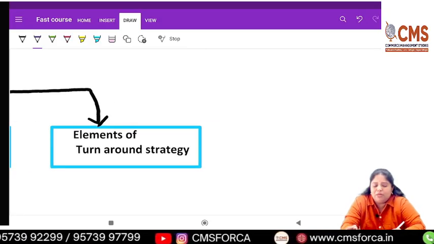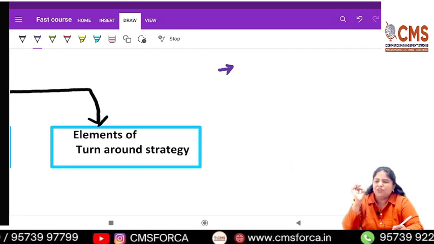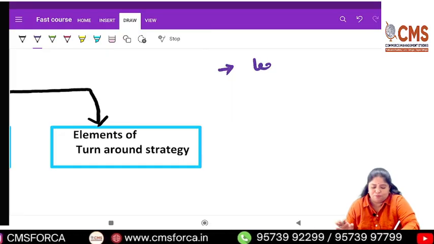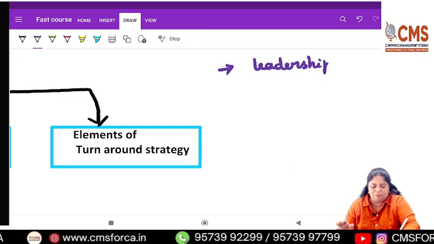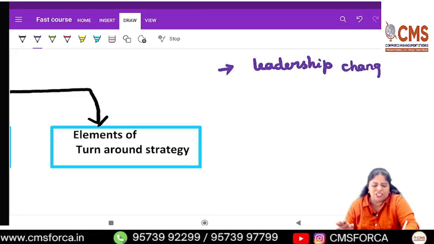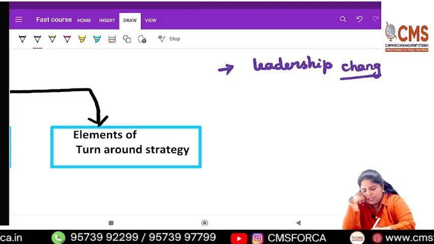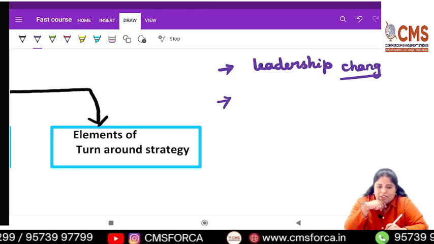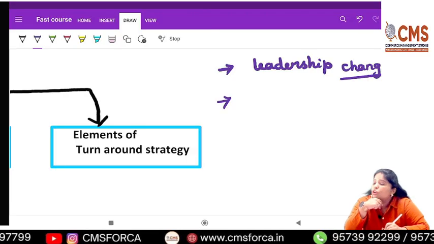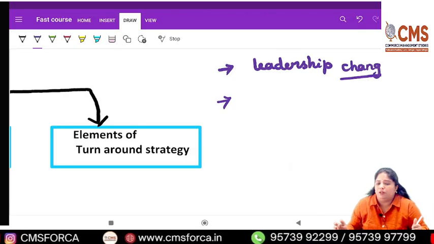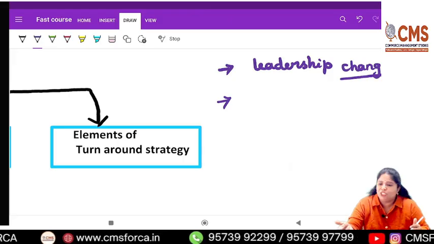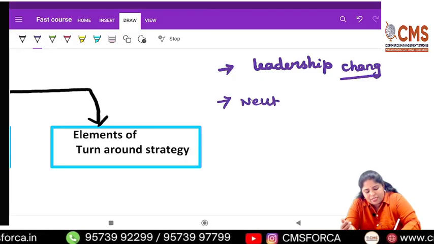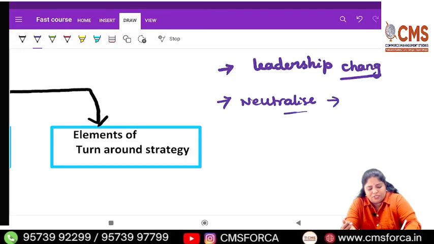Now, towards elements of turnaround strategy, the first major element is they go for changing their leadership. They need a strong leadership, so they expect change in their leadership. When leaders at top level or senior level are changed, definitely it's not a decision that is welcomed by all. There would be a lot of pressure internally and externally. So they try to neutralize all pressures.